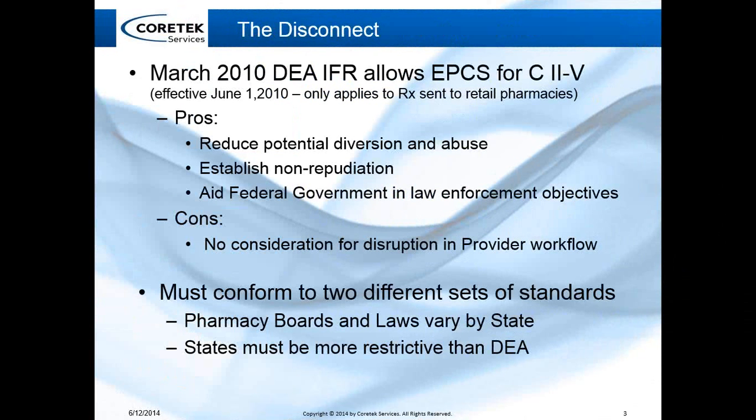So let's talk about the disconnect that's feeding into this whole topic. We have two competing mandates out there. The first one comes from the federal agency of the DEA, the Drug Enforcement Administration. In March 2010, the interim final rule allowed for e-prescribing of controlled substances for Schedules 2 through 5. That rule actually became effective on June 1st, 2010. And it's important to point out that it only applies to prescription centers and retail pharmacies.